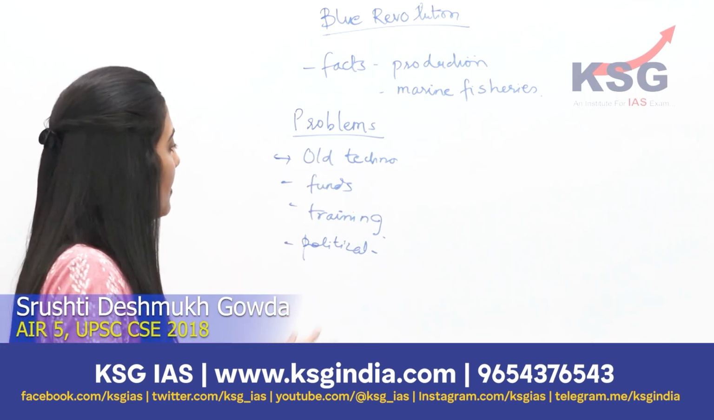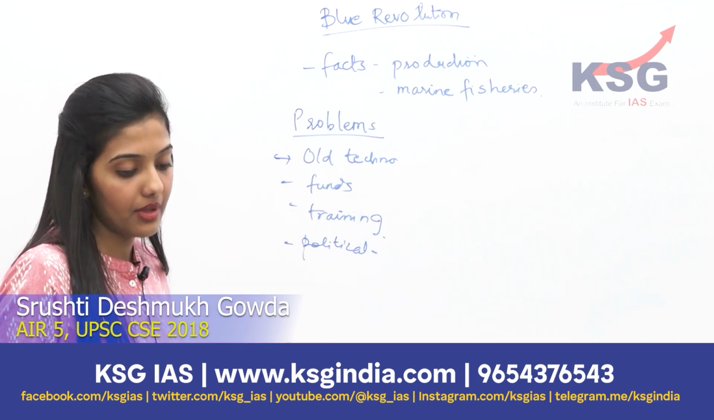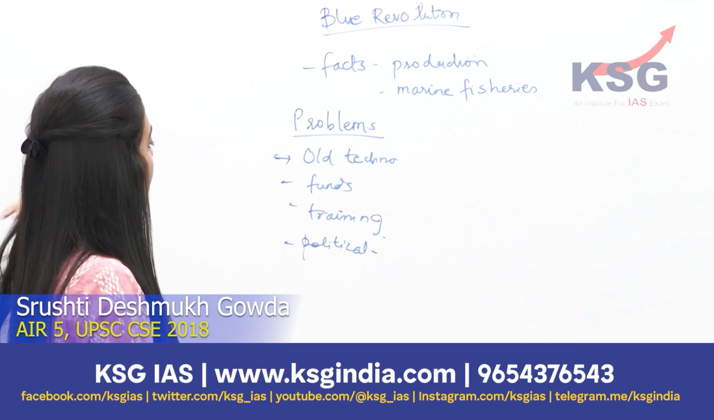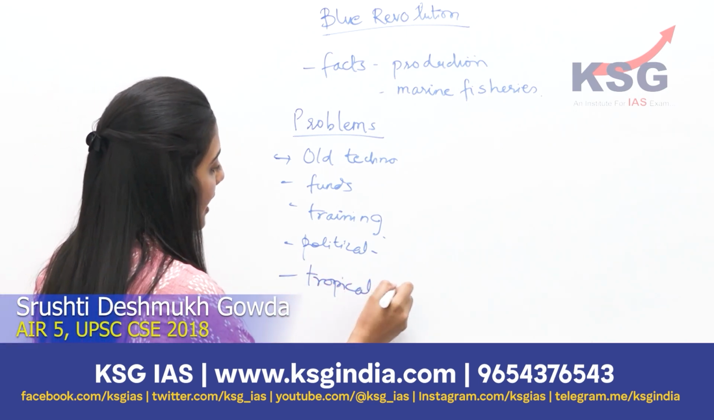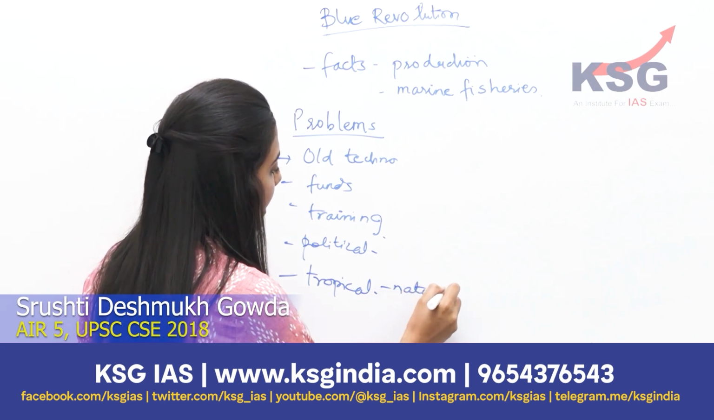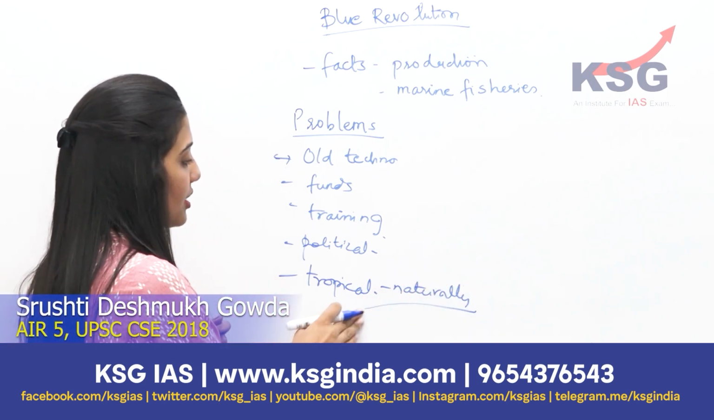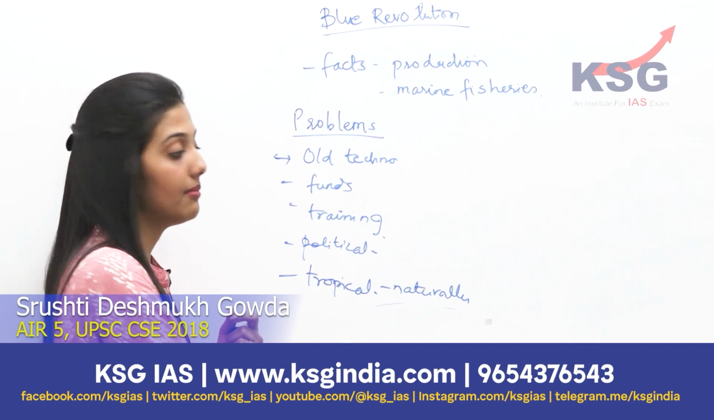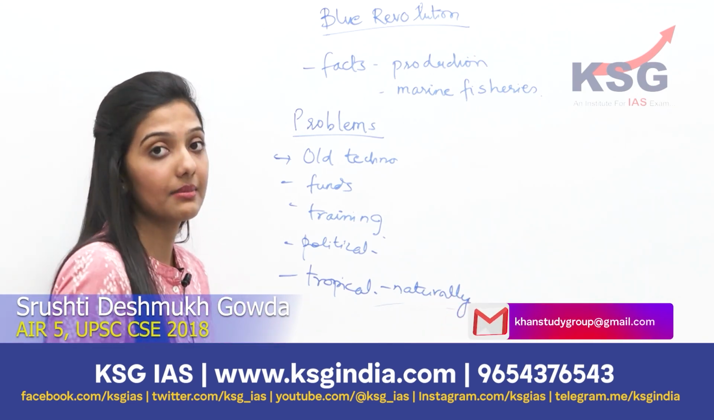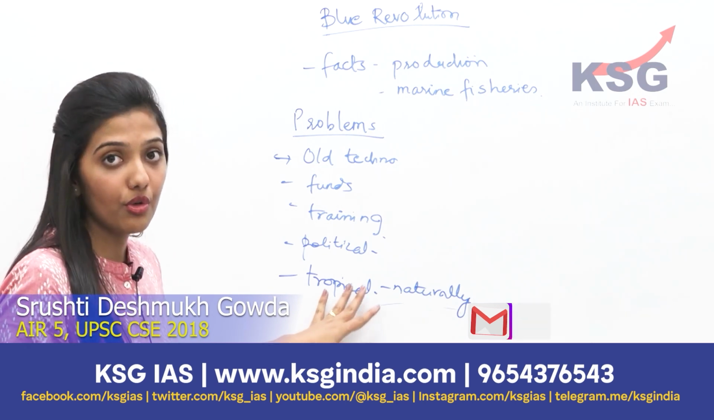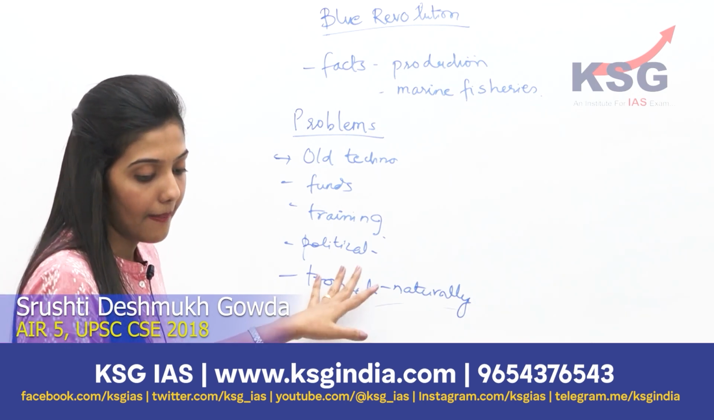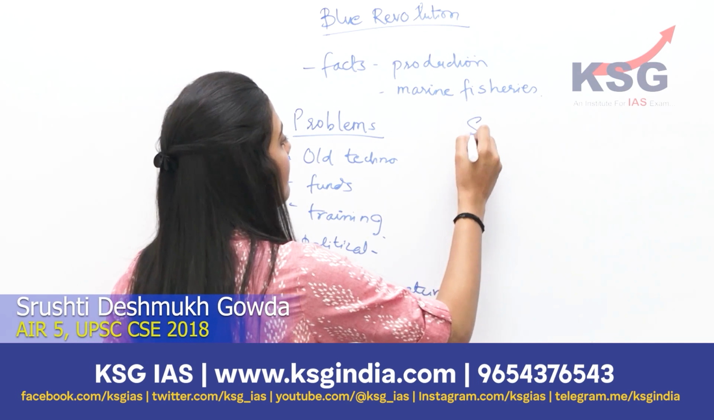So some of these problems I tried to list out, whatever came to my mind there. And since we are a tropical country, naturally the fish produce that we have cannot be preserved for a longer time. It might rot or something like that. So the natural conditions also somehow don't favor us. But then the strategy is the second part of the answer.